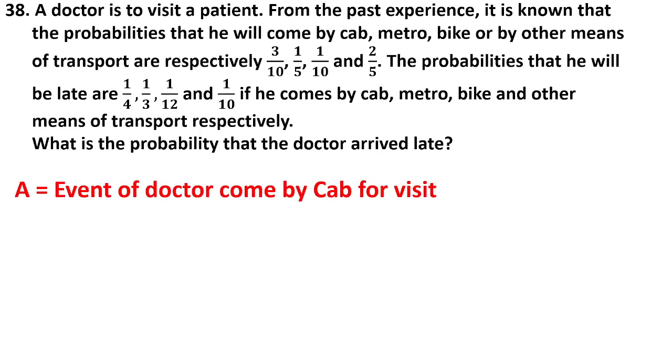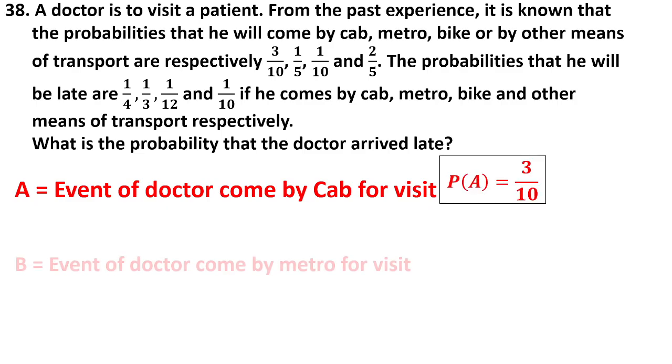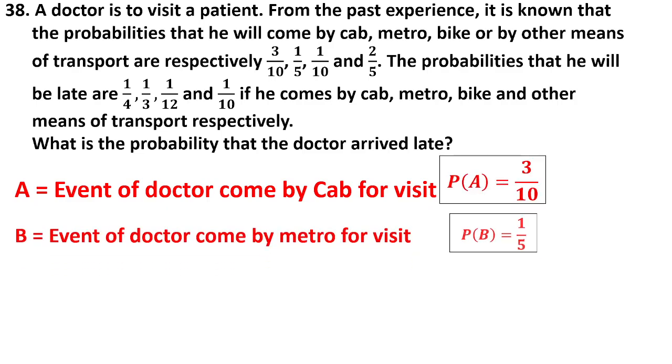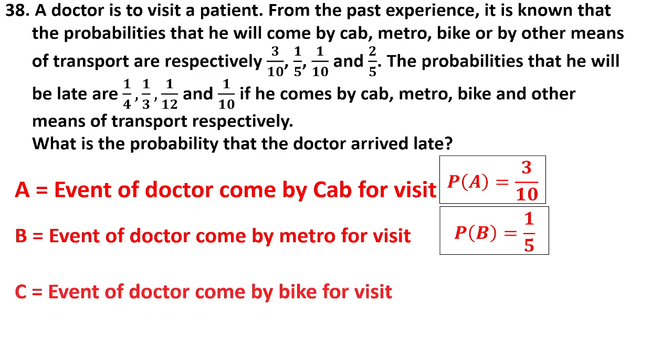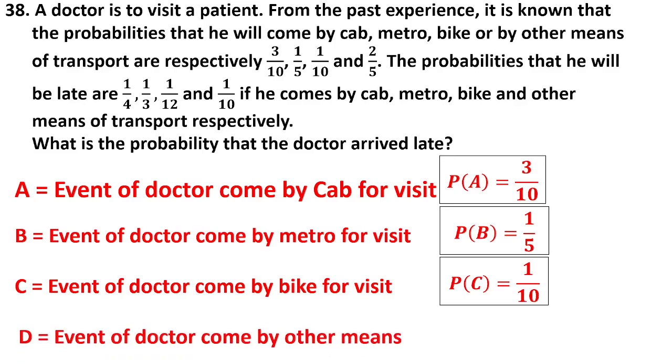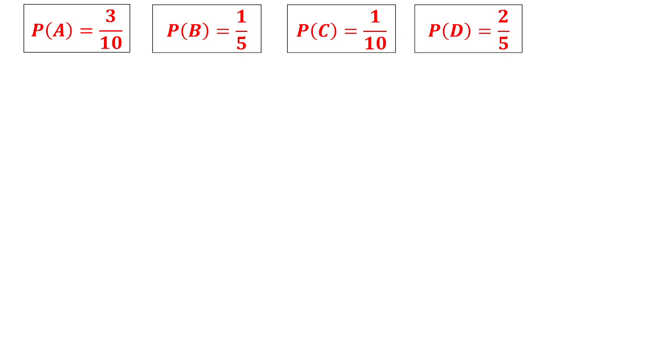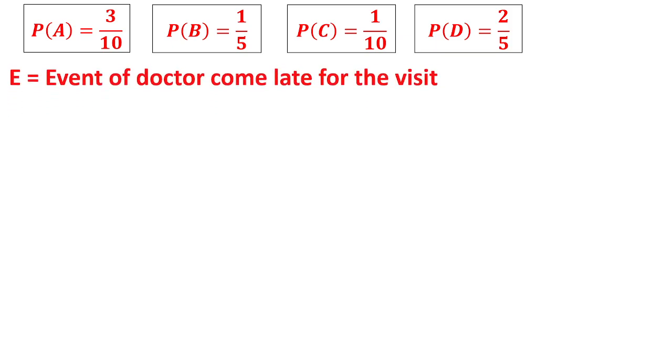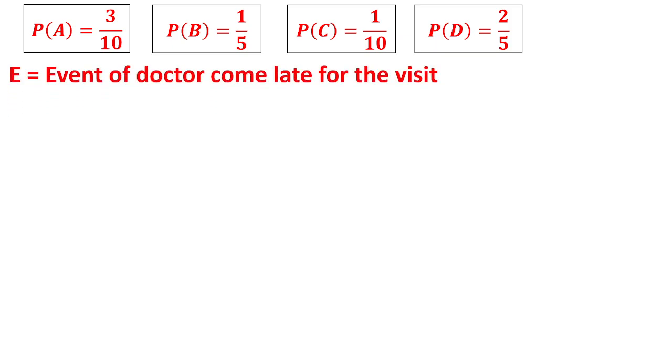Let us take now the event of the doctor coming by cab, and here you are having one advantage, the numbers are given to you in the question itself: 3 by 10. Doctor coming by metro, 1 by 5. Coming by bike, 1 by 10. Coming by other means, 2 by 5. You got P of A, P of B, P of C and P of D. We are ready. Now let us go for the second experiment, that is the event of the doctor coming late.